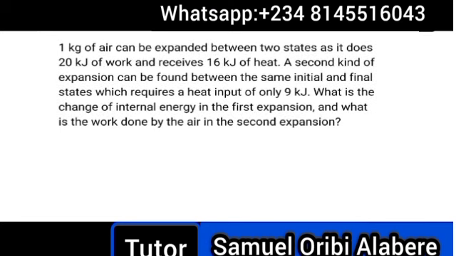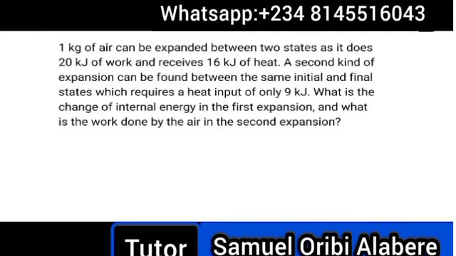So in this video we will be looking at another example on sample problems or questions related to the perfect gas. The question on our screen says that 1 kg of air can be expanded between two states as it does 20 kilojoules of work and receives 16 kilojoules of heat. A second kind of expansion can be found between the same initial and final states, which requires a heat input of only 9 kilojoules. What is the change of internal energy in the first expansion, and what is the work done by the air in the second expansion?